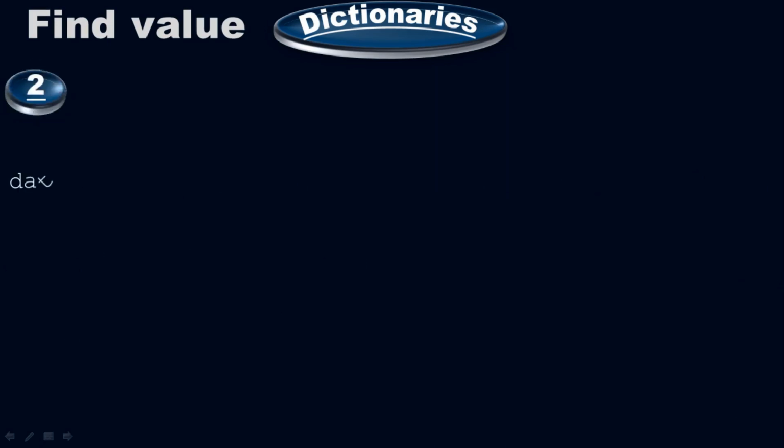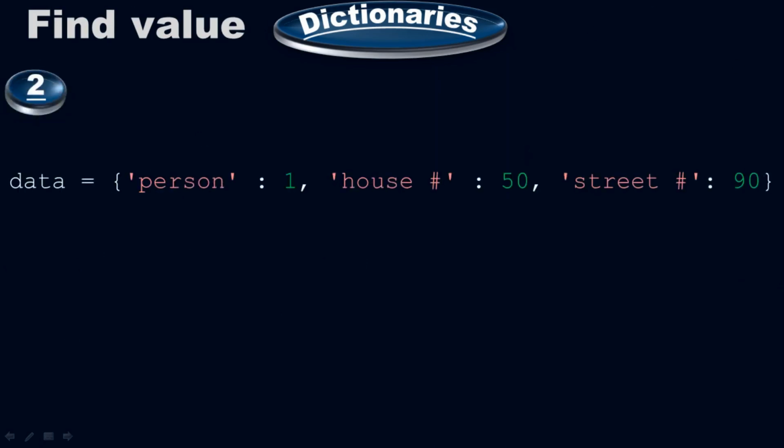Example number 2 again. Data equals person 1, house number 50, street number 90. You can simply put data of person. It will return the same output 1. Now when you go to the Colab, whether you take the print of data of person or simply data of person in a separate line, make sure in a separate line, it will return the same output 1. So whether you put this inside the print function or without the print function in a new line, you'll get the same output, the same value here, which is 1.